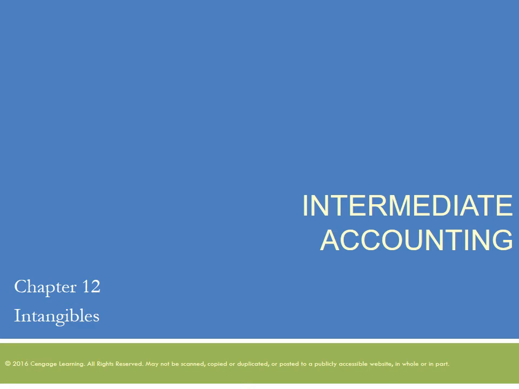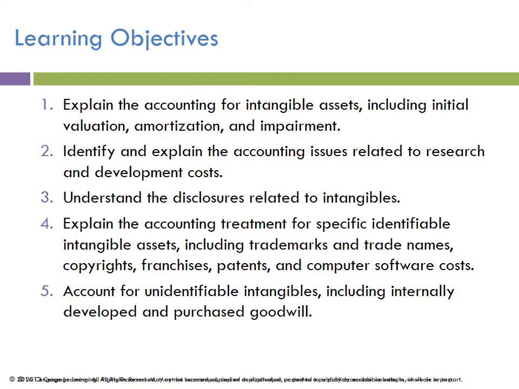In Chapter 12, we will be discussing intangible assets. The learning objectives are to explain the accounting for intangible assets, including initial valuation, amortization, and impairment. We'll identify and explain the accounting issues related to research and development, and the disclosures that need to be made related to intangibles. We'll look at the specific accounting treatment for identifiable intangibles such as trademarks, trade names, copyrights, franchises, patents, and computer software costs. And then we'll account for unidentifiable intangibles, including internally developed and purchased goodwill.